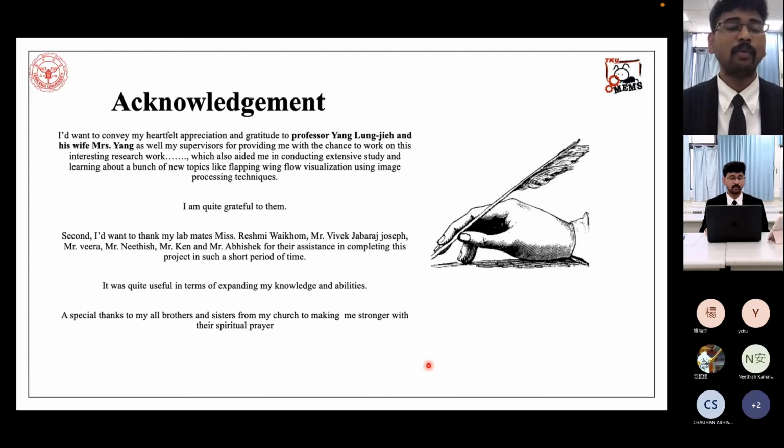Secondly, I want to thank all my lab members, especially Ms. Reshmi Wycombe and Mr. Vivek Jabra Joseph and Mr. Vivek and Mr. Nitish and Mr. Ken and also Mr. Abhishek for their assistance in completing the project in such a short period of time. It was a quite useful term to expand my knowledge and ability, and a special thanks to all my brothers and sisters from my church, who make me stronger in my spiritual prayers.